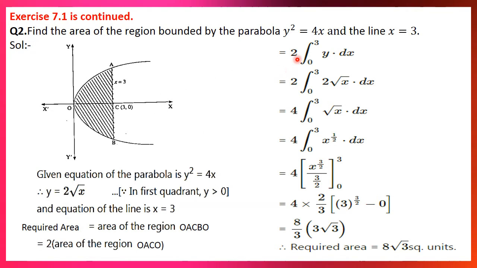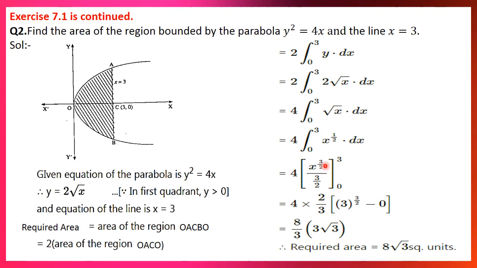So it is equal to 2 into the integral 0 to 3 of y dx, where y is 2 root x, and we integrate this. 2 is constant, taken out and make it 4. So 4 into the integral 0 to 3 of root x. Root x is x raised to 1 by 2 and whose integral will be x raised to 3 by 2 upon 3 by 2 because it is of the form x raised to n, so x raised to n plus 1 upon n plus 1, and apply the limits.